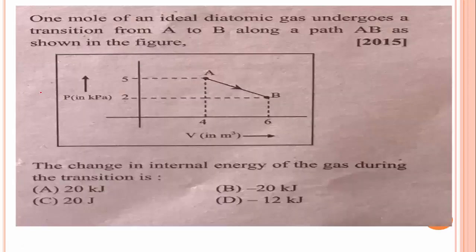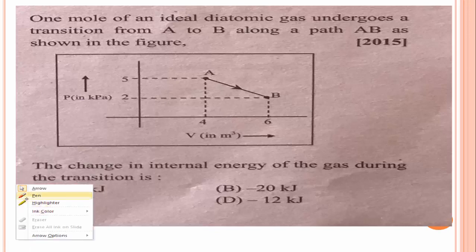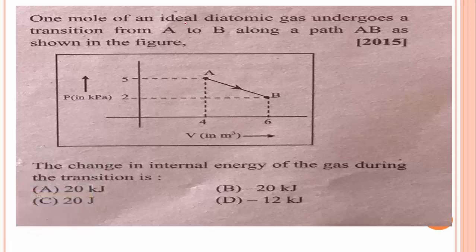The next problem is 1 mole of an ideal gas. 1 mole of an ideal diatomic gas undergoes a transition from A to B, here from this point to this point, along the path AB as shown in the figure. What is the change in internal energy of the gas during the transition?